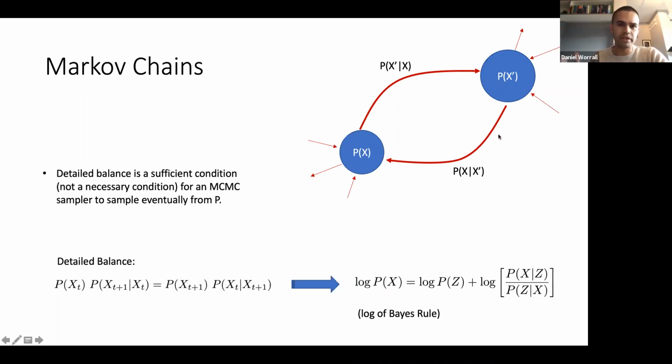I guess this is a very useful mechanism. So now you can jump between spaces with different dimensionality. So you have a much more flexible way to build flows.